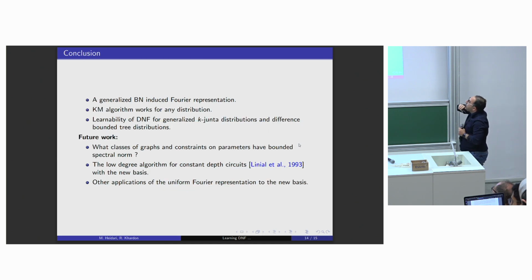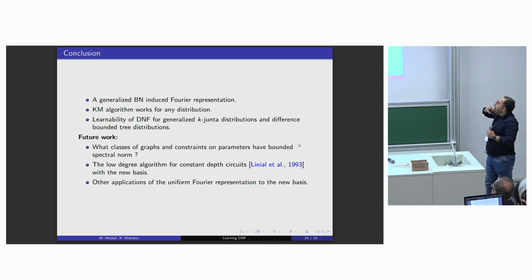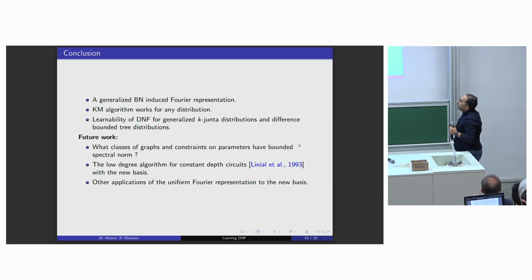I'm going to skip the details. And to conclude, we have proposed a generalized Fourier representation for Bayesian networks. And we showed that these KM algorithms and other algorithms can be generalized to arbitrary distributions. And as for future work, I guess I don't have time to talk about that. Thank you.